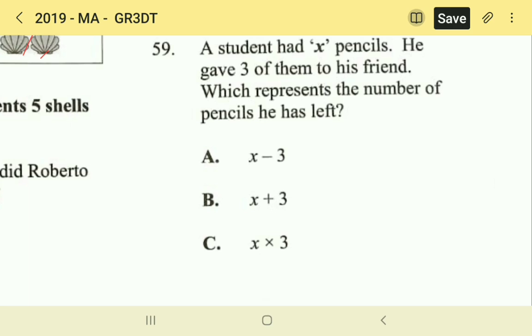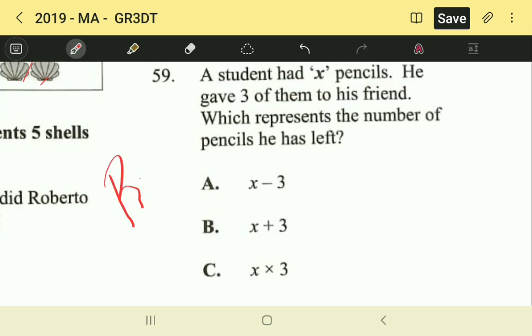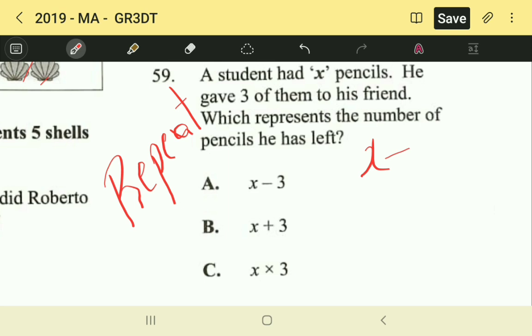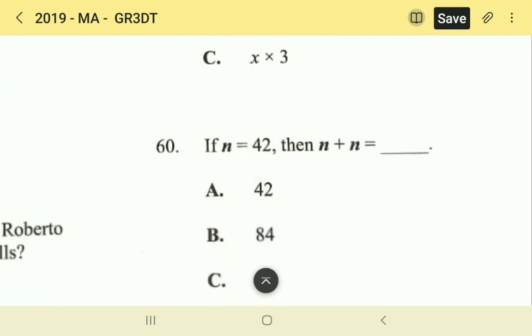A student had X pencils. He gave 3. What should we do? He had X, giving away 3, which is taking away, sharing, doing away with. It's at A. He gave 3 of them to his friend, which represents the number of pencils he has left, which would be X minus 3. 50.